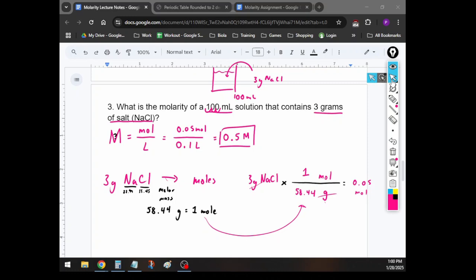Okay. All right. Any questions on number 3? Wait, so we're going to be doing this all of February? Pretty much. That's what the unit is.